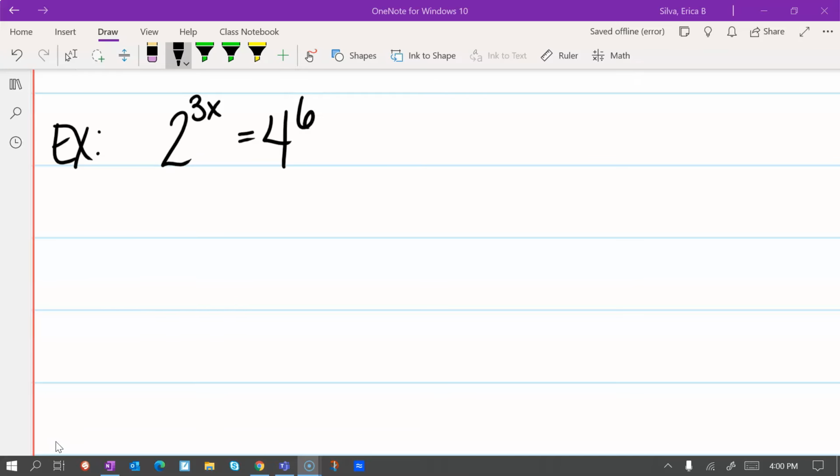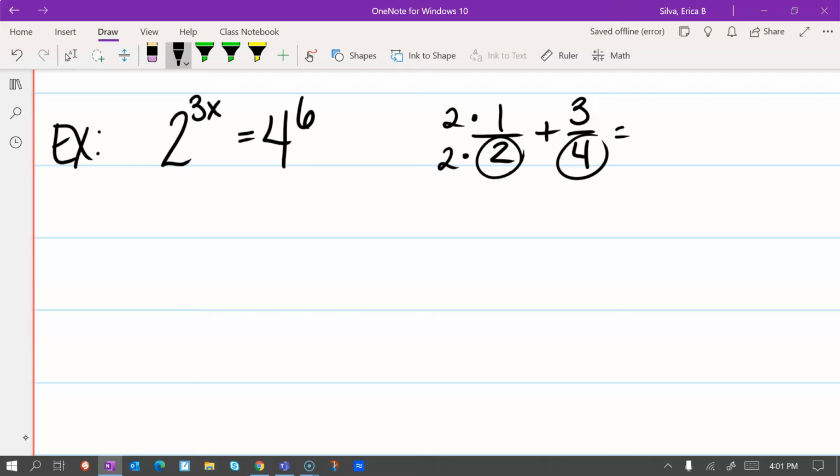We have 2 to the 3x power equals 4 to the 6th power. Notice how our bases are not the same. When our bases are not the same, we can make the same bases, just like when we do fractions. Let's say I have 1/2 plus 3/4. We can't add these together because they have different denominators. So we create the same denominator by multiplying this by 2 and the numerator by 2 as well. So we end up with 2 over 4, which is equivalent to 1/2, plus 3 over 4. And now that we have the same base, we can add them together, 5 over 4.